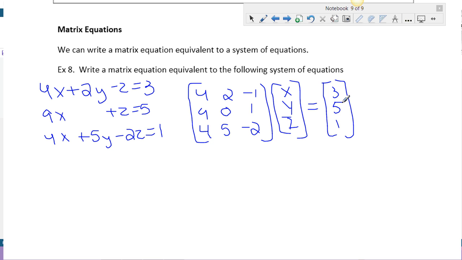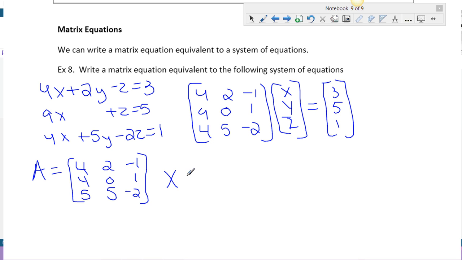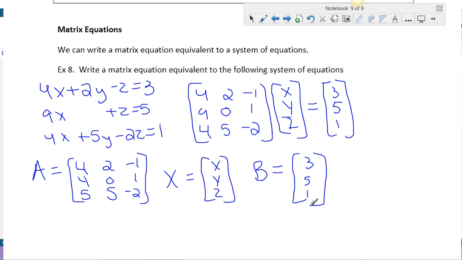So what we can say is we're going to let matrix A be our coefficient matrix. And we can let matrix X be our variables. And B be our constants. So we can write this matrix equation as AX equals B.